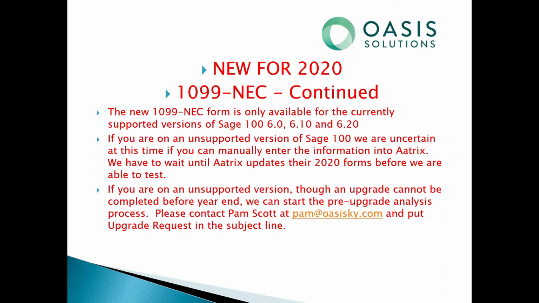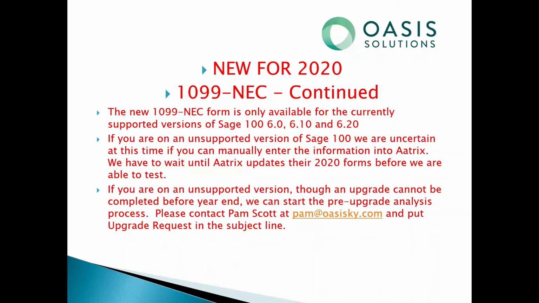We are uncertain today whether or not you can manually key that information into Atrix and have it print on the proper form. We have to wait until Atrix releases their year-end updates to be able to determine if that can be done, and we can test it. We have looked at it prior to them issuing a year-end update, and it does not appear that you can manually enter that information. So as soon as Atrix releases the update, which may be a couple of weeks from now at least, we will do testing on our part to see if you can manually enter that.